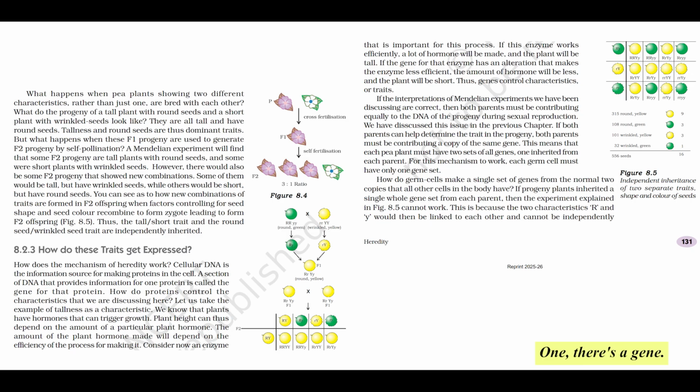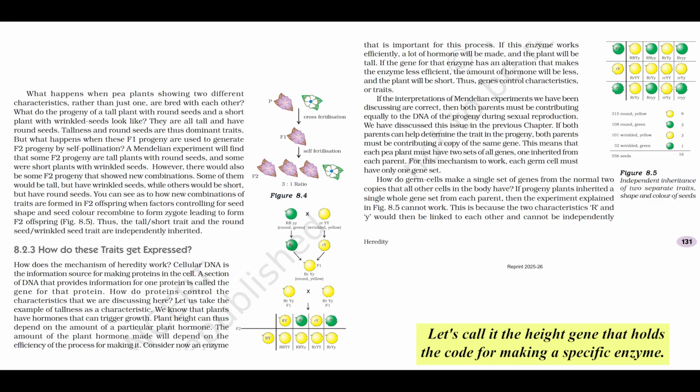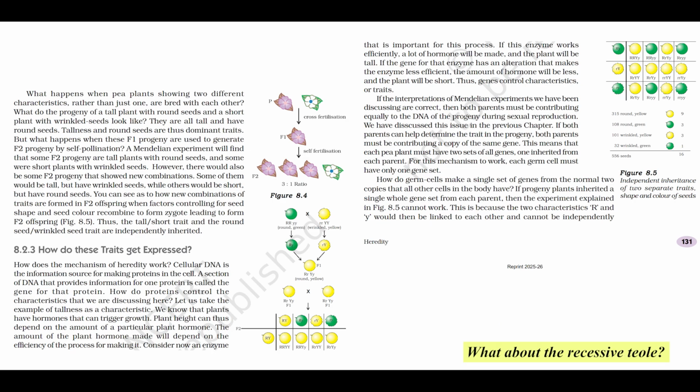1, there's a gene, let's call it the height gene, that holds the code for making a specific enzyme. 2, this enzyme is needed for synthesizing the plant growth hormone. 3, now consider the dominant allele, T. Let's say the T allele codes for a highly efficient version of this enzyme. 4, an efficient enzyme works well, producing a lot of growth hormone. 5, lots of growth hormone leads to significant cell growth and elongation, resulting in a tall plant. Okay, that makes sense for the dominant T allele. What about the recessive t allele?